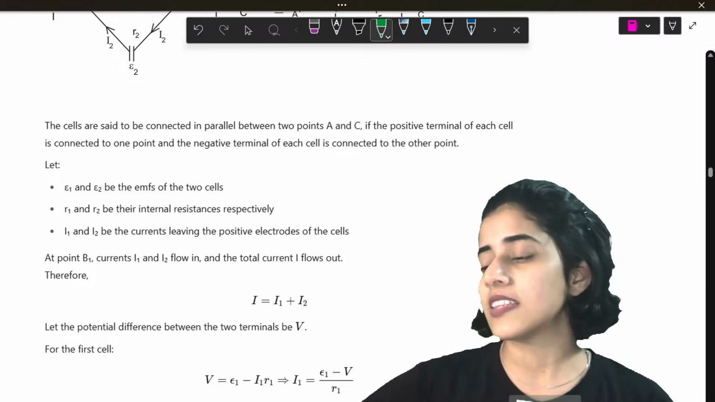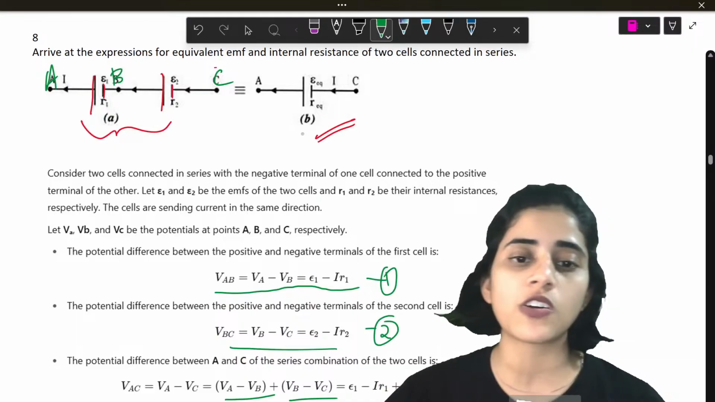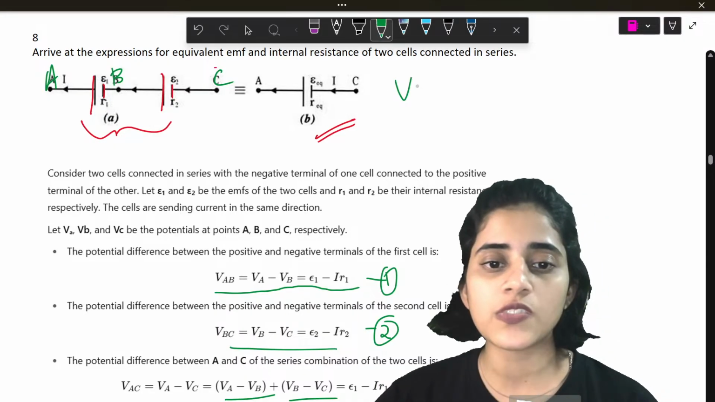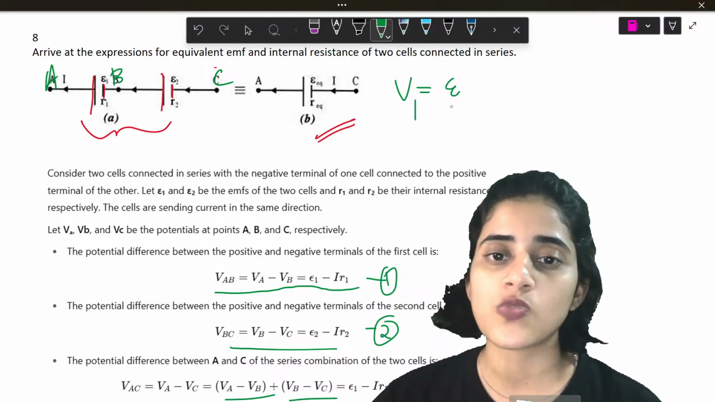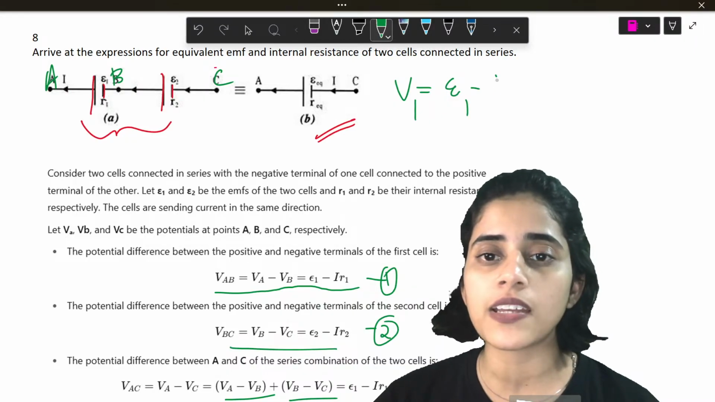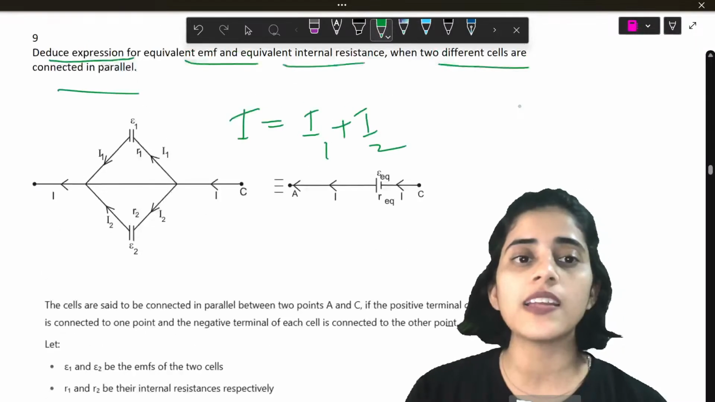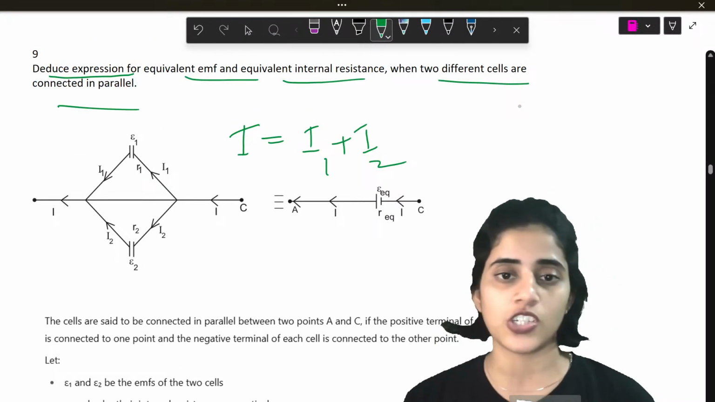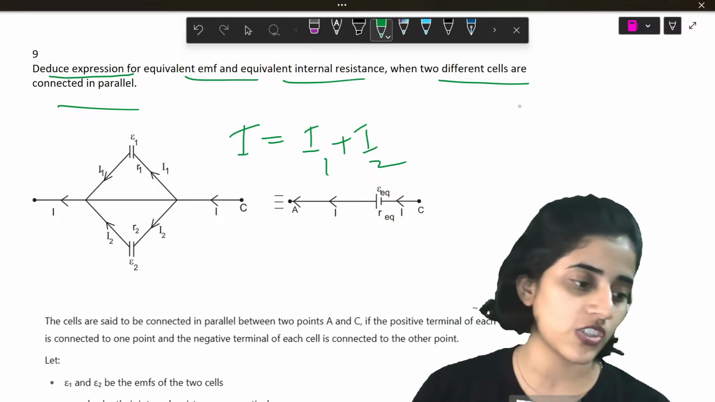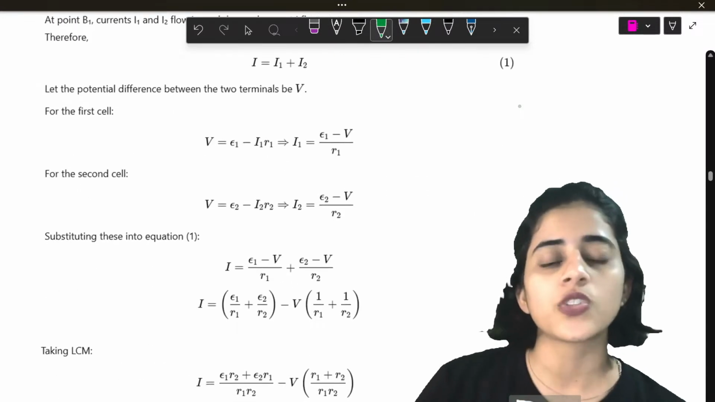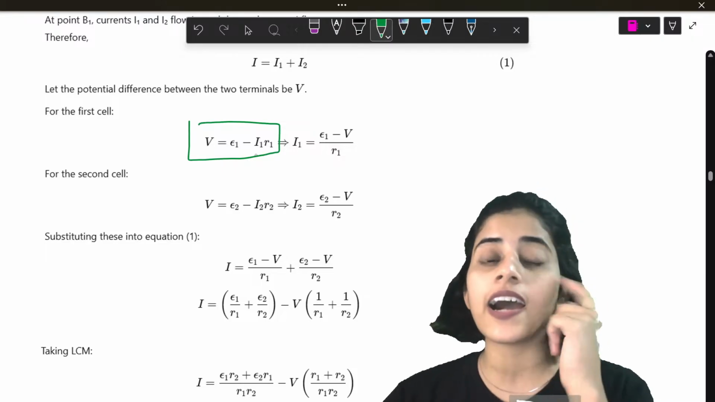Now, in the previous case, we had taken current to be constant. So V1 is equal to E1 minus IR1, and I does not change. Similarly in parallel, V does not change. There I does not change; here V does not change. So what does the formula become? V is equal to E1 minus I1R1.